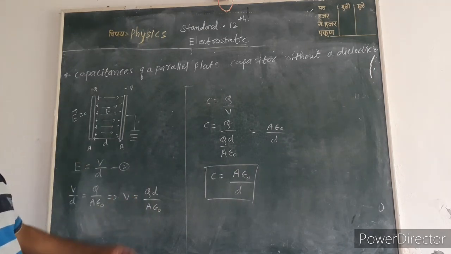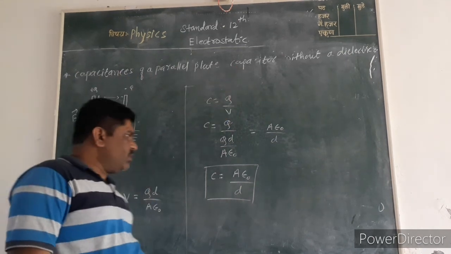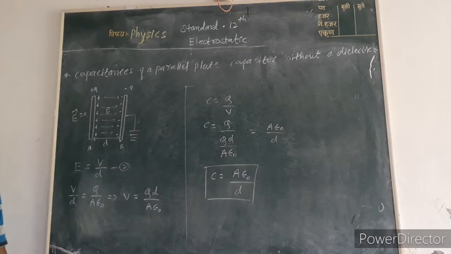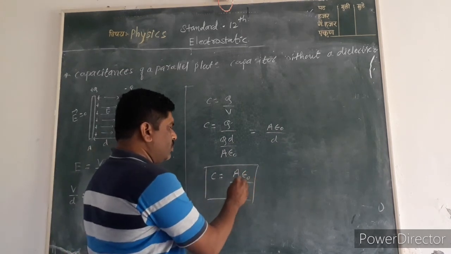Hence, the capacity of a parallel plate capacitor without any dielectric medium is C is equal to A epsilon 0 upon D.